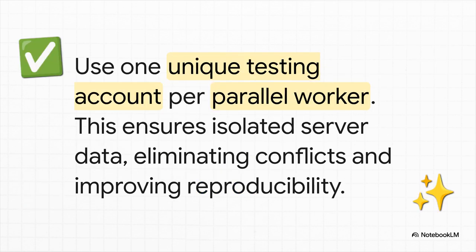So the solution is actually pretty simple when you think about it that way. You just give each chef their own dedicated setup, their own bowl, their own whisk, their own ingredients. Now they can all work side by side at the same time without ever getting in each other's way. And that's our goal here. Give each parallel test worker its very own unique user account. That's how we guarantee perfect isolation.